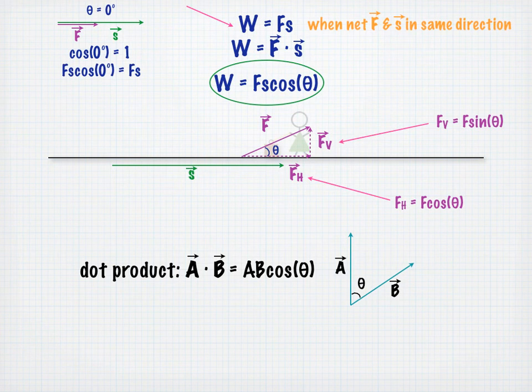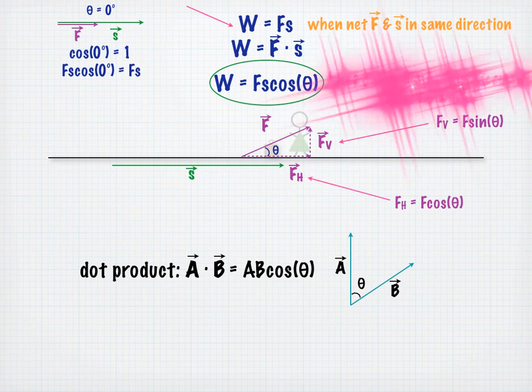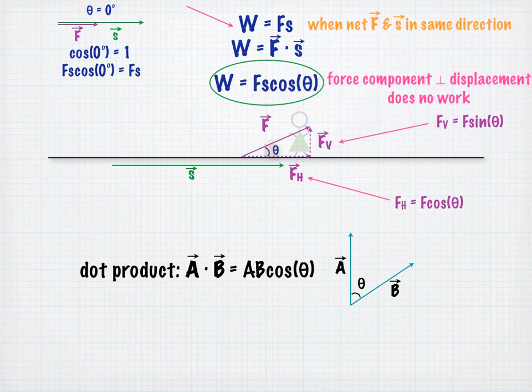The cosine of 0 degrees equals 1, so in this case, F times S times cosine of theta simplifies to F times S. It's also important to note that the component of the force perpendicular to the displacement of the box did no work on the box. In this case, that was the vertical component, F times sine of theta. Only the force component that was parallel to the displacement did.